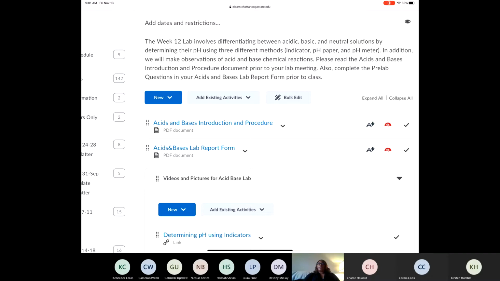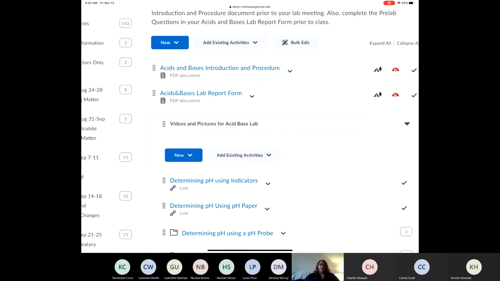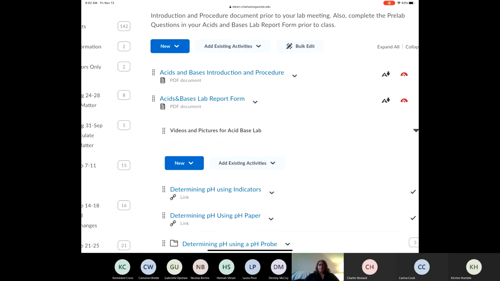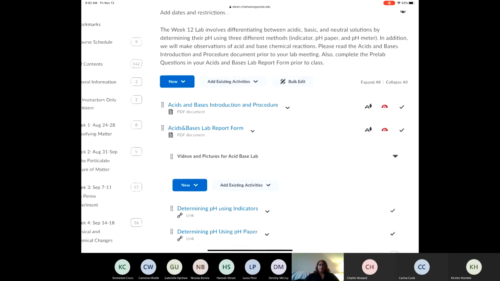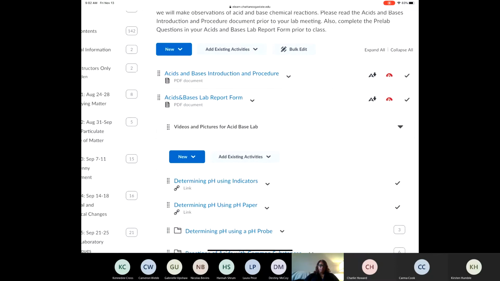And so these chemical reactions that we're going to be monitoring, they're going to involve acids reacting with several different substances. And so you are to download both the introduction and procedure document as well as the lab report form before class. And you are to read the introduction and procedure material and then also complete the pre-lab questions that are on your lab report form.